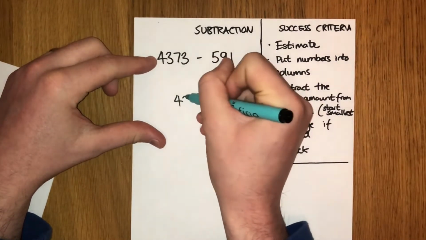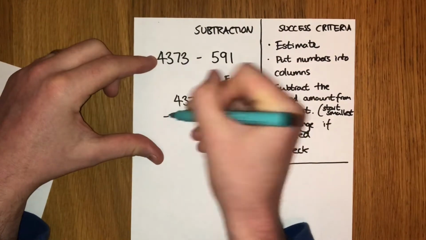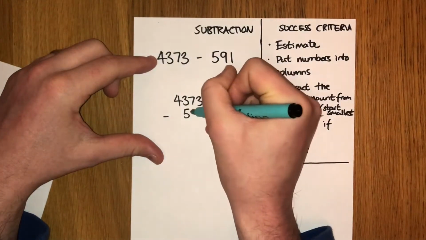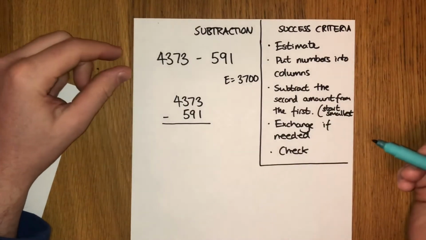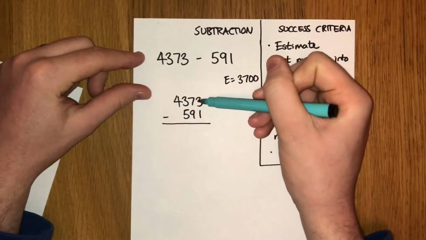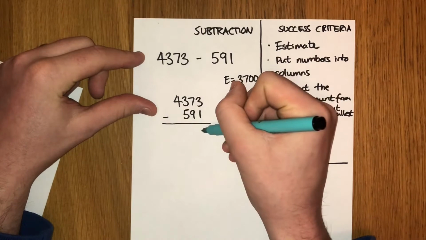Now, first job, second job, put them into columns. So 4,373 take away 591. Again, making sure that I put these in the right column. Now I'm going to start with the smallest. 3 take away 1 ones is 2 ones.